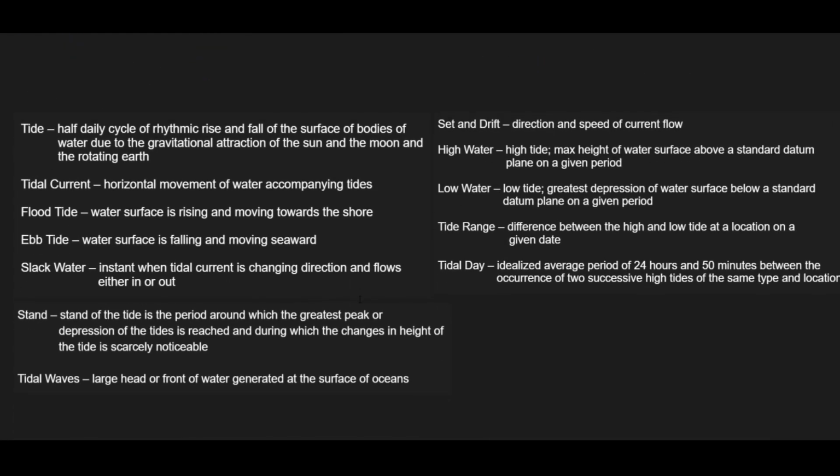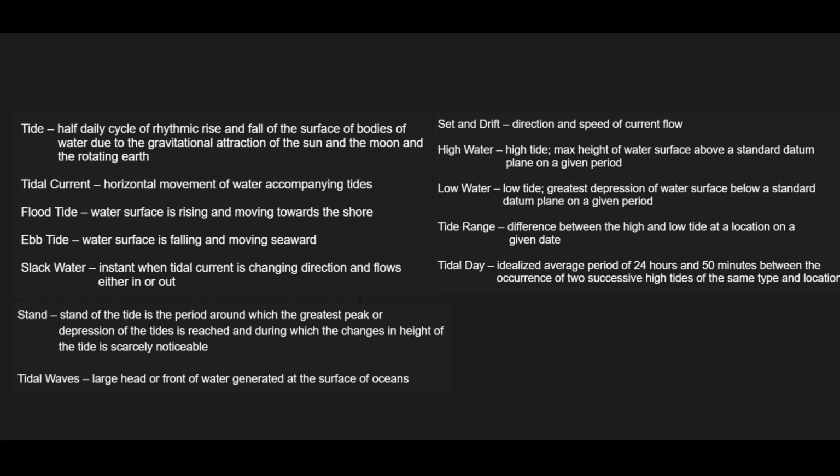Okay, so we have here the definition of a tide. It is the half-day cycle of rhythmic rise and fall of the surface of bodies of water due to the gravitational attraction of the sun and the moon and the rotating earth. And tidal current, the horizontal movement of water accompanying tides. The flood tide is the taob, water surface rising and moving towards the shore. In the ebb tide, water surface is falling and moving seaward. Then slack water is basically the transition between the flood tide and ebb tide and vice versa, where the tidal current is changing direction and flows either in or out.